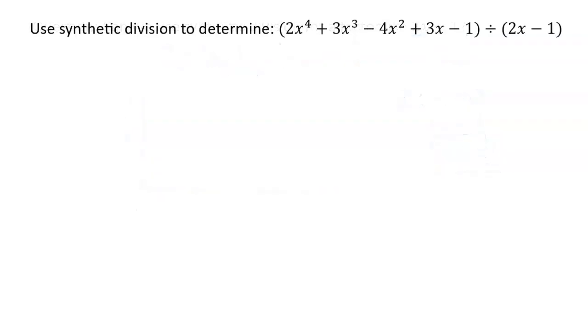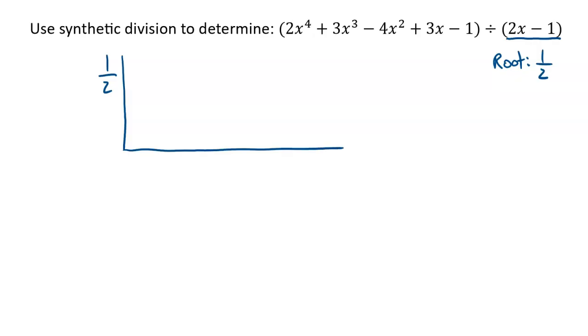Let's do this question now with that 2x minus 1. Here we have a degree 4 polynomial divided by 2x minus 1, and so we already know that the root is going to be 1/2. So let's go ahead and set up the synthetic division. So we have 1/2 on the top left, and then our coefficients are 2, 3, -4, 3, and -1. Being careful to make sure that none of them are skipped, and that there's no coefficient of 0. There's nothing here, so we're good.